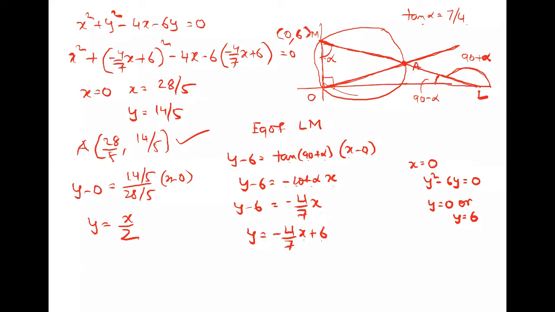Very good question. Tan 90 plus alpha is minus cot alpha. Tan alpha is 7 by 4. Cot alpha means 1 by tan alpha. So that's the reason we write minus 4 by 7. Tan 90 plus alpha is in the second quadrant, where tan becomes negative. 90 means tan will convert to cot. It becomes minus cot alpha.